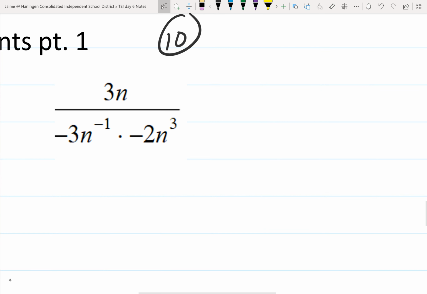Number 10. Again, I'm going to fix this bottom here because it's kind of weird looking.